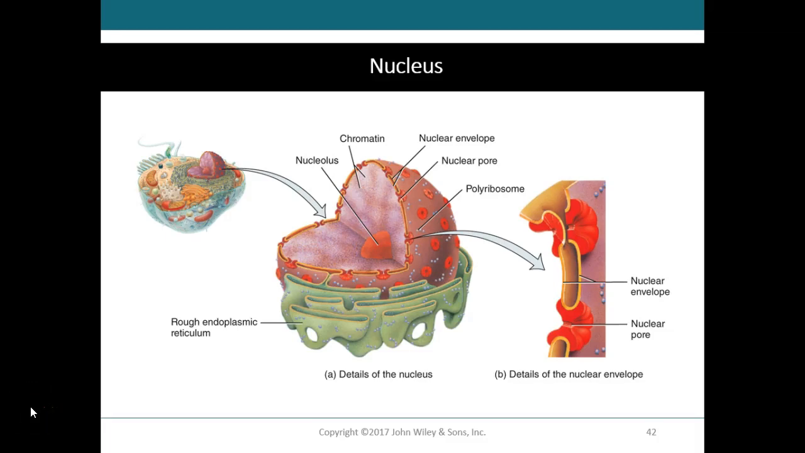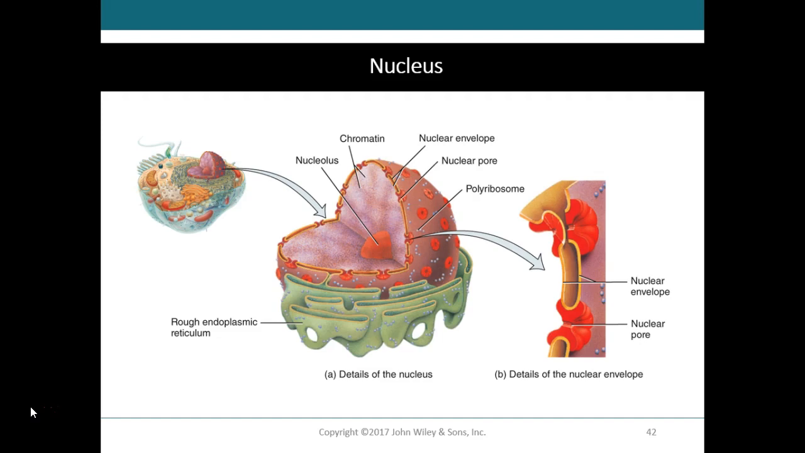The nucleus is usually the most prominent feature of a cell. Most body cells have a single nucleus. However, some cells, such as red blood cells, when they're mature and functioning, don't have a nucleus at all. Other cells, such as skeletal muscle cells, have multiple nuclei.